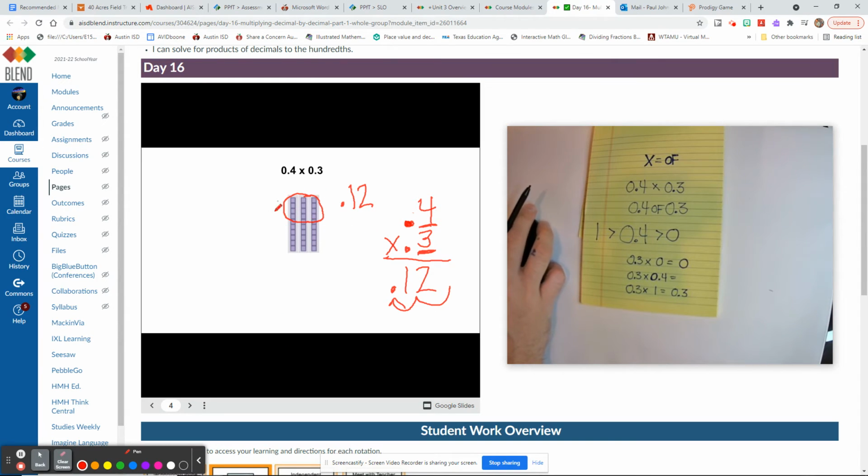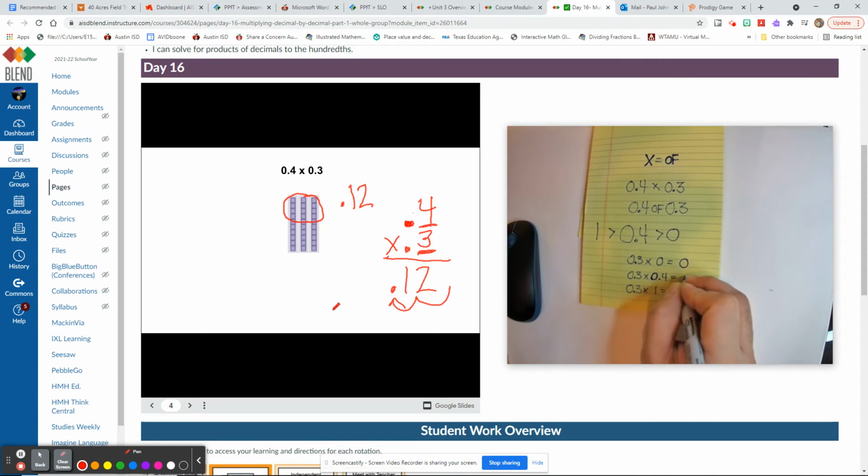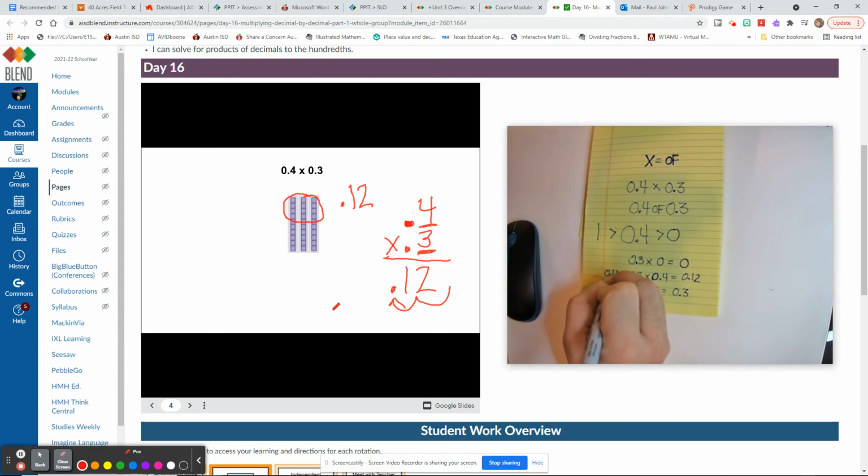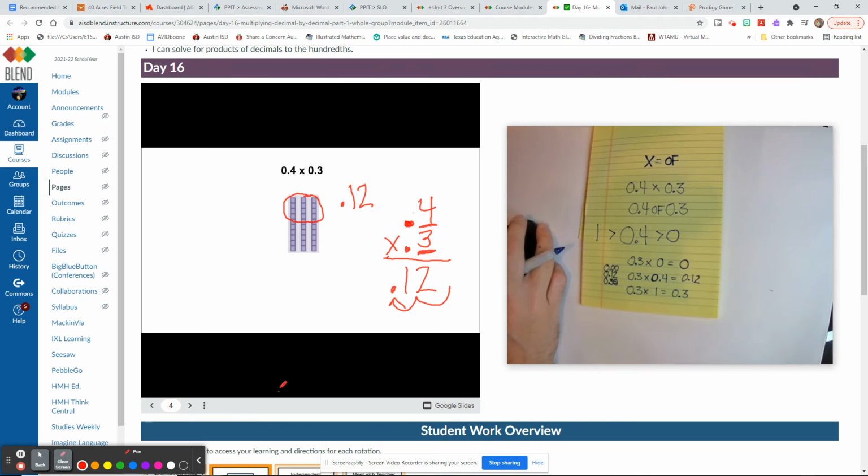As you can see, there's the visual picture, there is the algorithm, and our answer was indeed somewhere between 0 and 3/10. If we're comparing, 0 is the smallest, 12 hundredths is the middle number, and 3/10 or 30 hundredths would be the largest number.